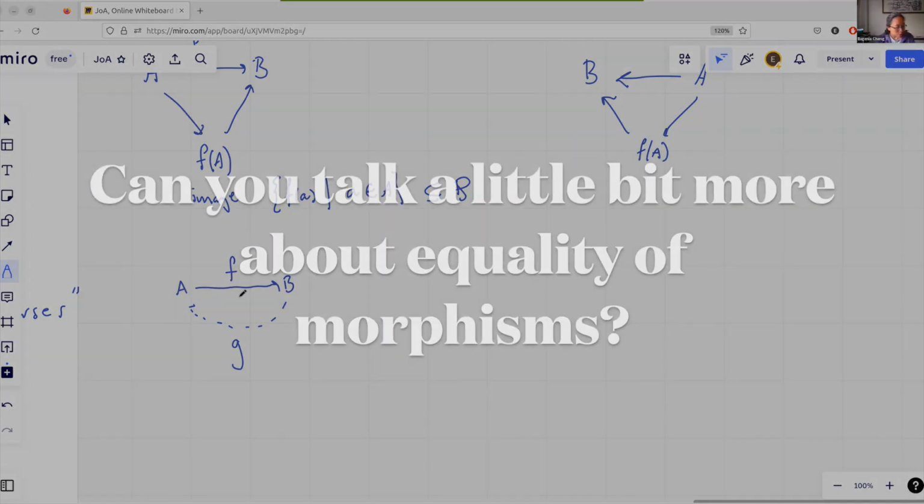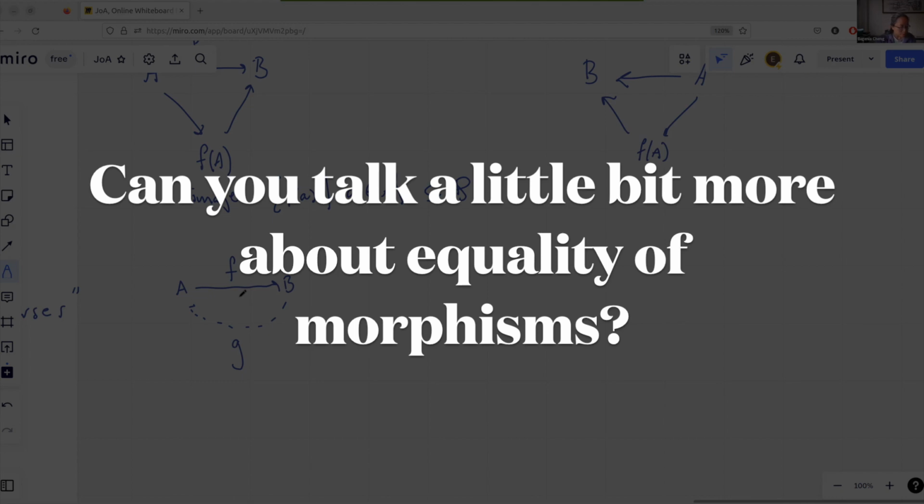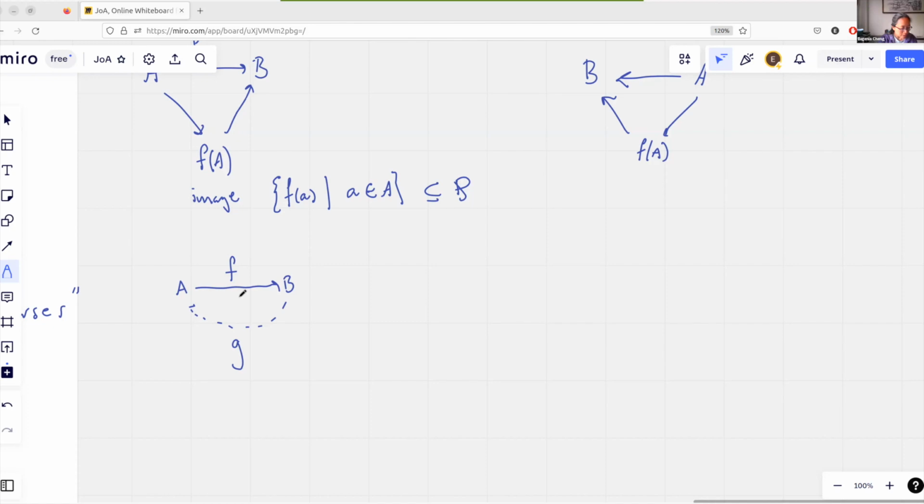So another question: can you talk a little bit more about equality of morphisms, as in statements such as Fs equals Ft? Are two morphisms that are equal literally the same morphism, or do they simply have the same effects on everything? I think this is a kind of higher dimensional question. The thing about one-dimensional categories is that there is no dimension higher than morphism. And so the only thing we can say about morphisms is that they're either equal or not in general.